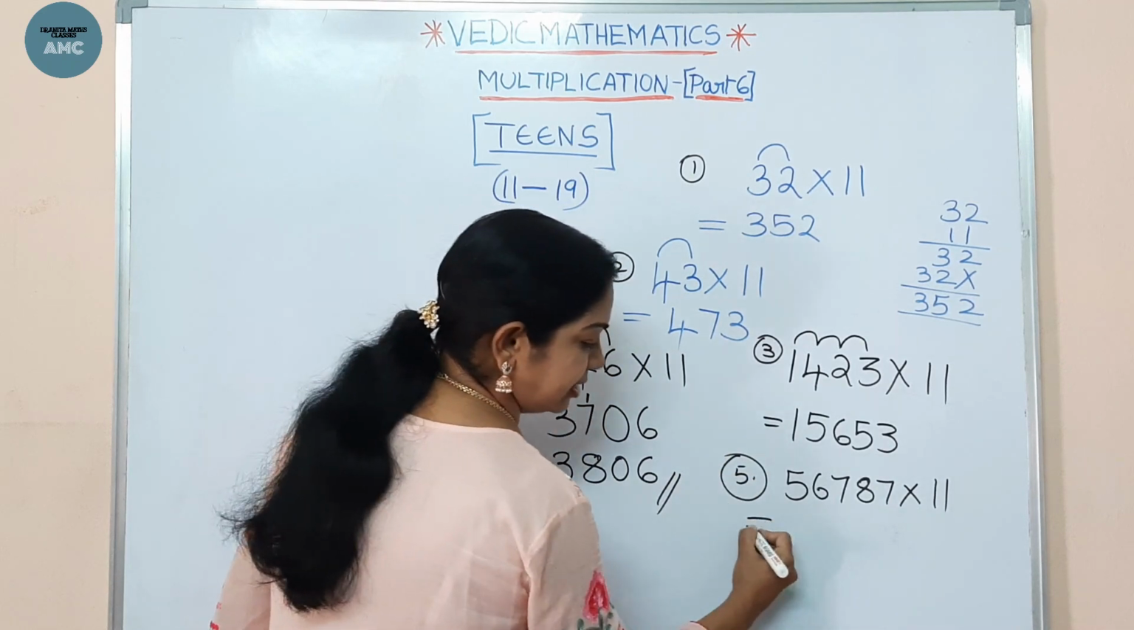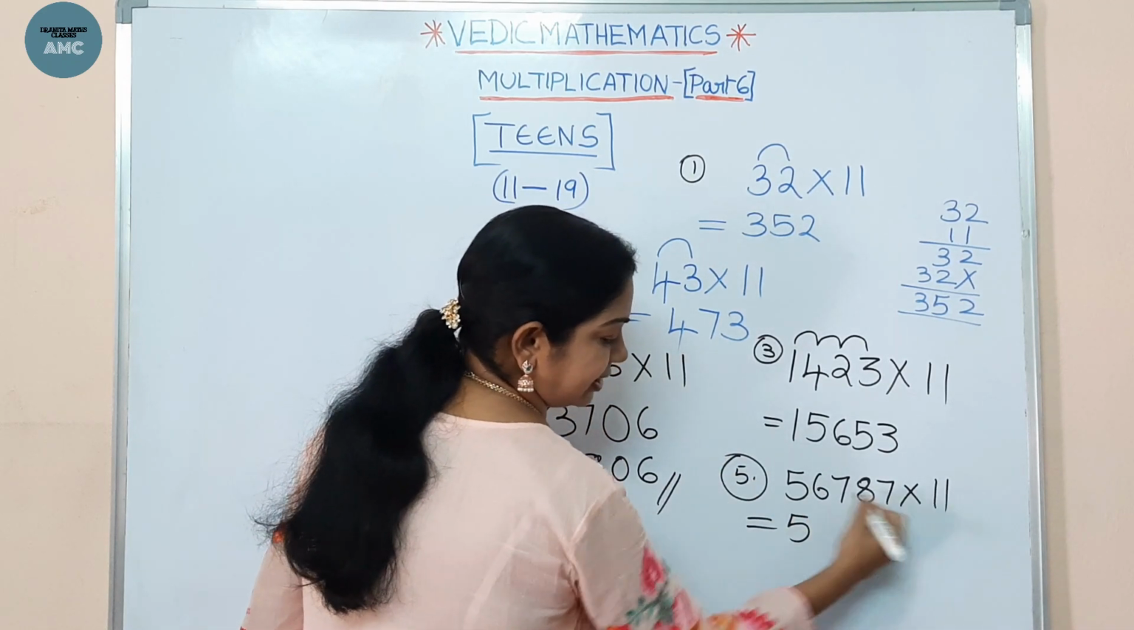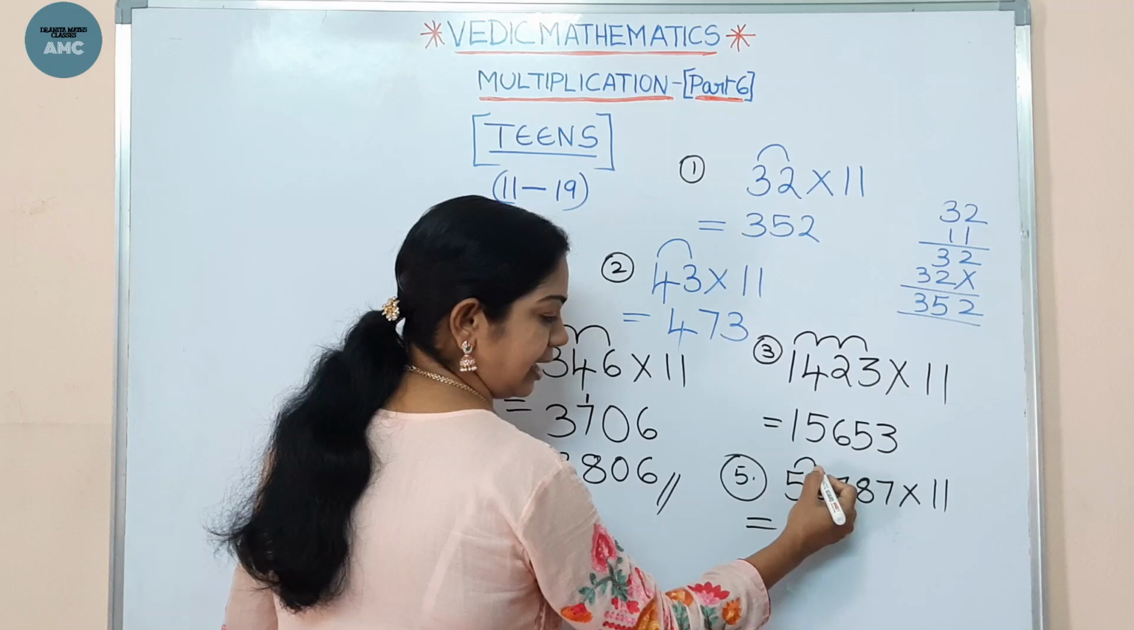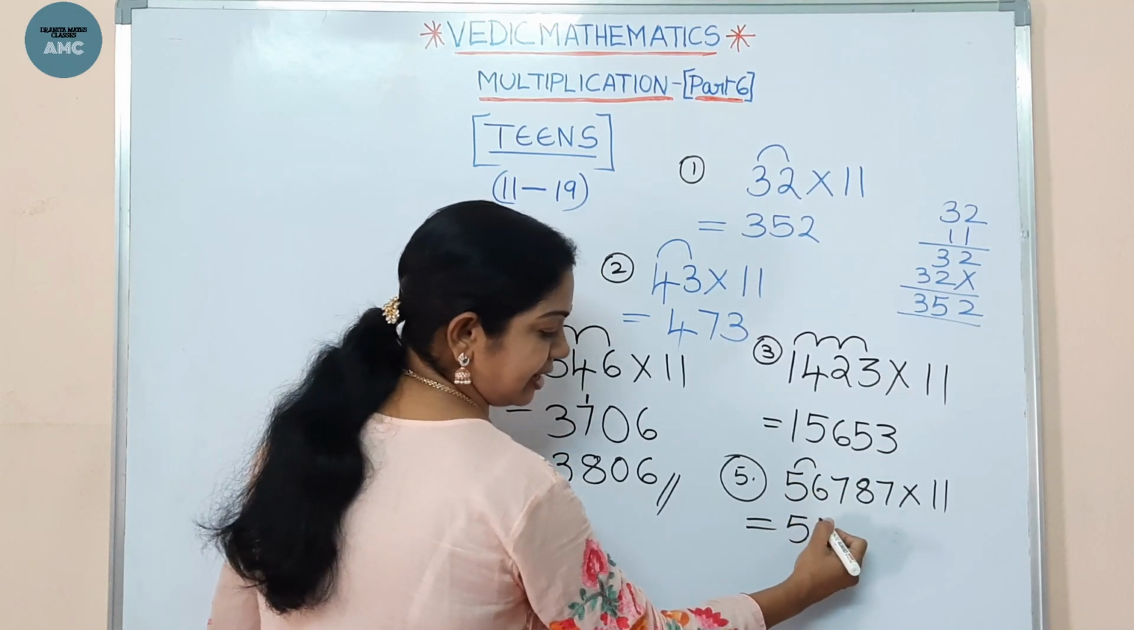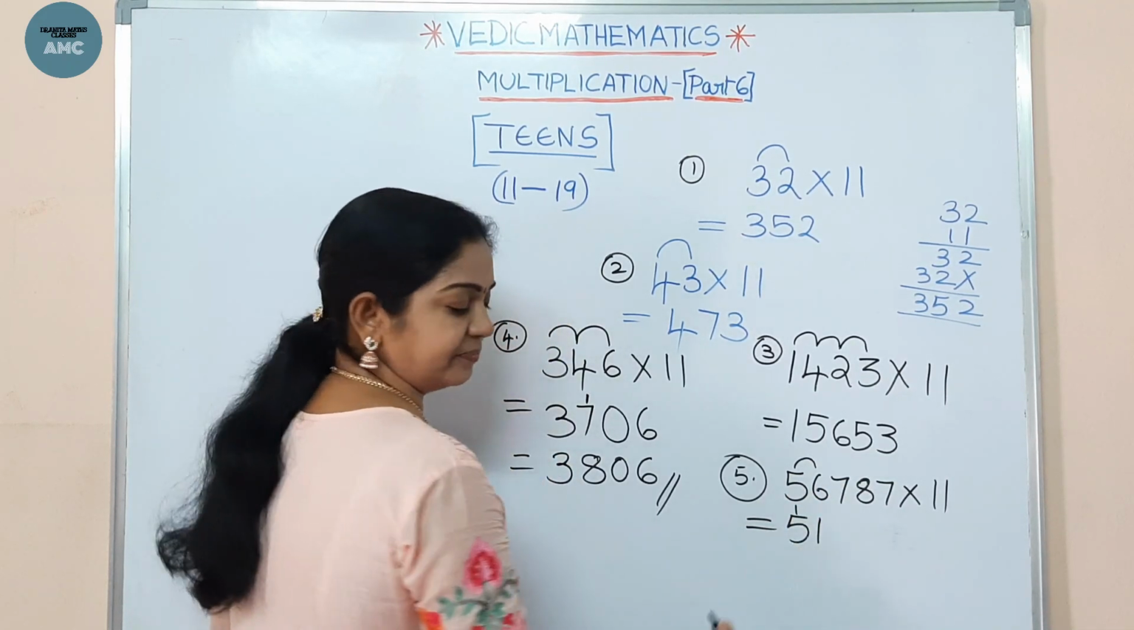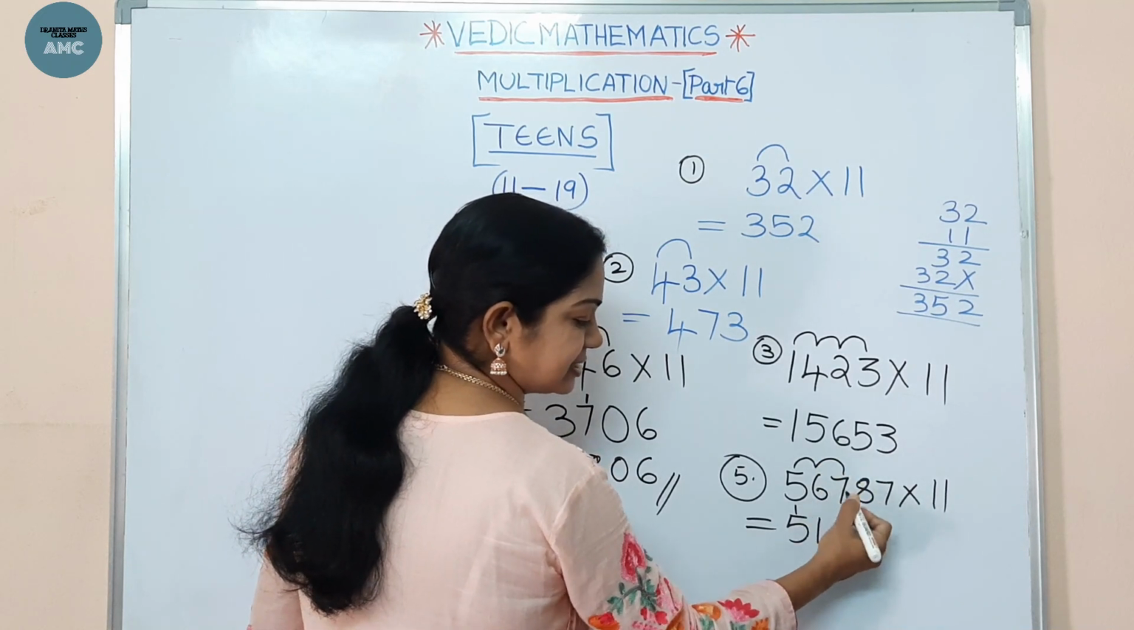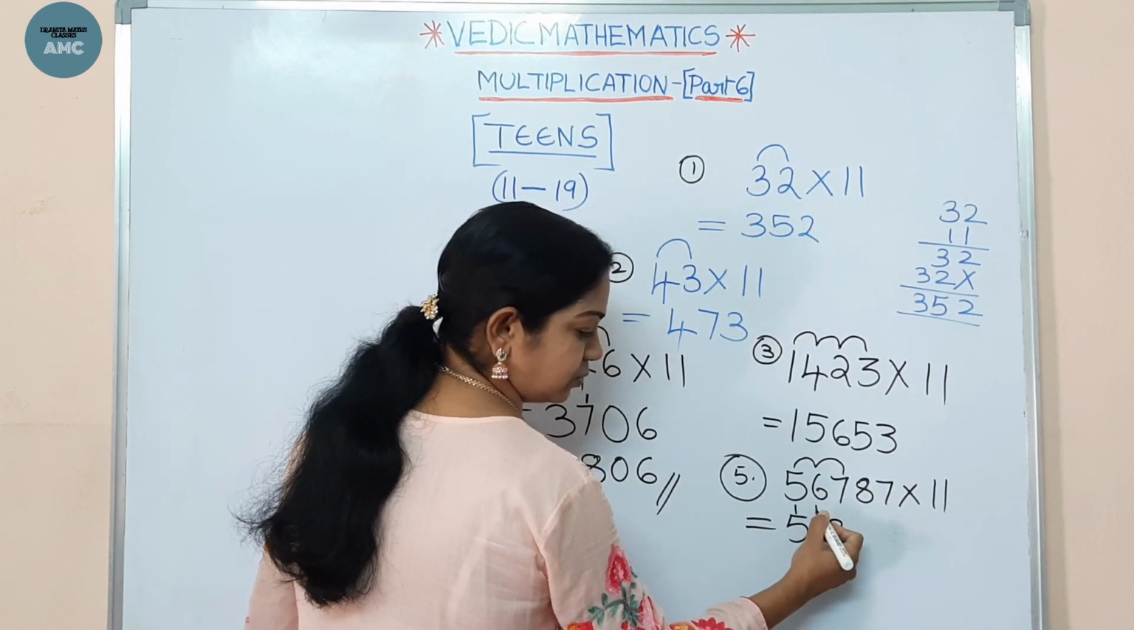Now let's get started. The 5 into 1, that is 5 as it is. Now add two numbers, 5 plus 6 is 11, so 1 and 1 carry. Right, now the next two numbers, 6 plus 7 is 13, so 3, 1 carry.